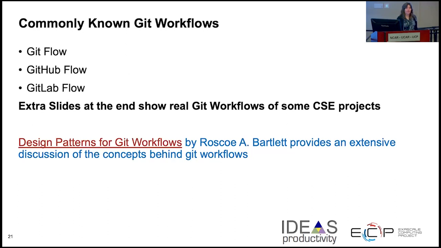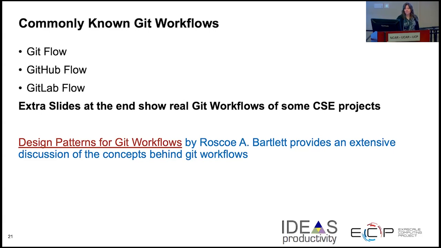So there are three commonly known Git workflows that are kind of general, and I'm going to show them to you and go a little bit into detail on them so you can decide what would work well for your project. And again, at the end, you can look at these science projects and what they use. And then Ross Bartlett, who is a member of the Ideas team, has this document called Design Patterns for Git Workflows, and he really goes into some extensive discussion on them. So it's a very good source if you want to see something that could help your project.